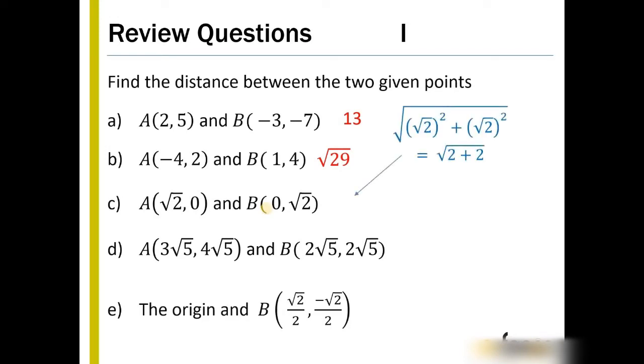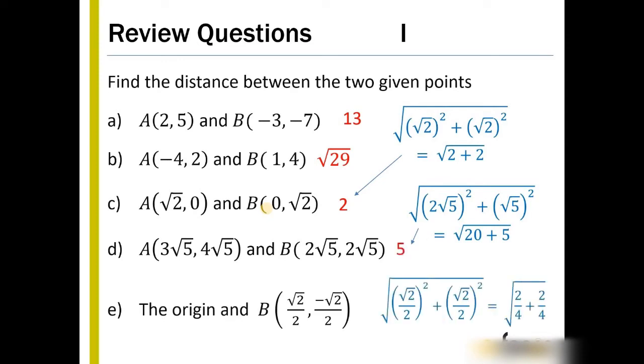For C, we end up with the square root of root 2 squared plus root 2 squared, which is the square root of 2 plus 2, which is the square root of 4, so the distance is 2. For D, we end up with the square root of (2√5) squared plus (√5) squared, which is the square root of 20 plus 5, which is 5.